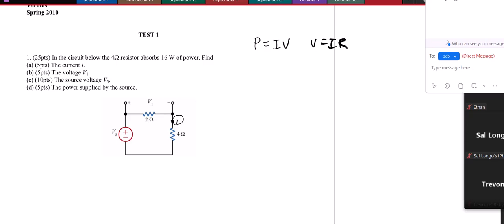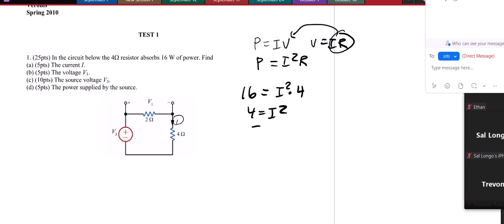So P equals IV and V equals IR. So then I could say that, just plugging this in for V, P equals I squared R. So knowing that the 4 ohm resistor absorbs 16 watts of power, then I can say 16 equals I squared times 4, with 4 being the 4 ohms, or 4 equals I squared, or I equals 2 amps. So that's part A.